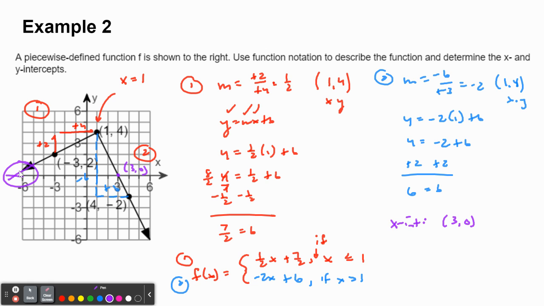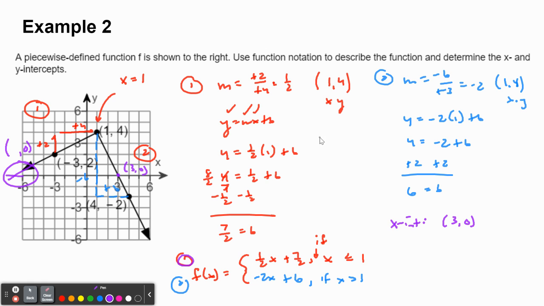But for this x-intercept, what I really have to do is plug in 0 for y. So if you're finding your x-intercept, your y is 0. I'm going to take this left equation, equation number 1, and plug in 0 for y and solve for x. So I'm going to do it right here. I know it's kind of squishing it.